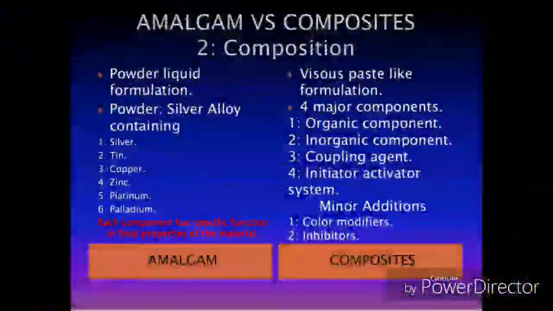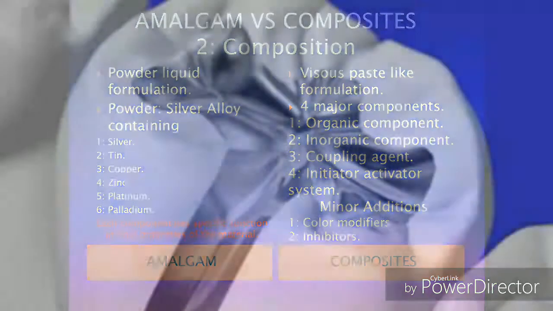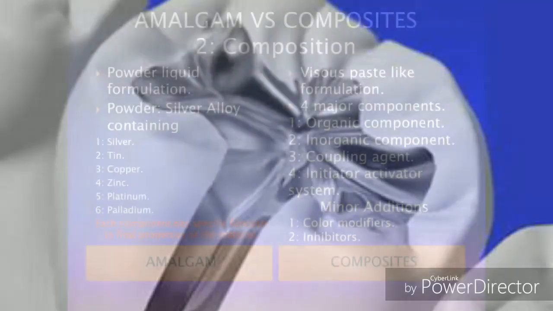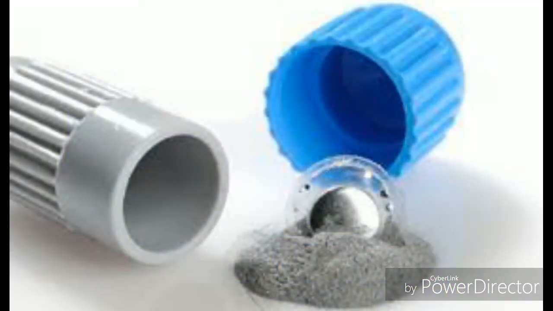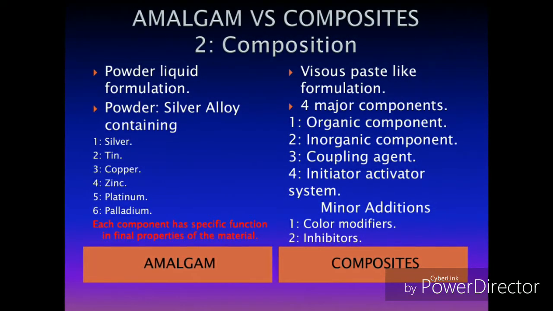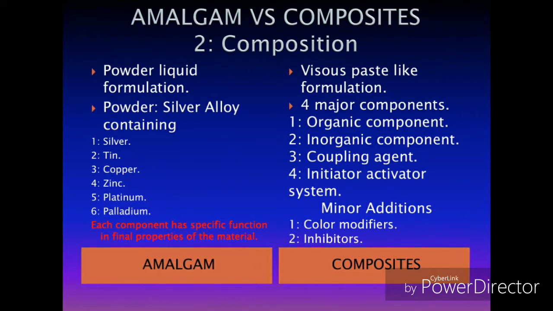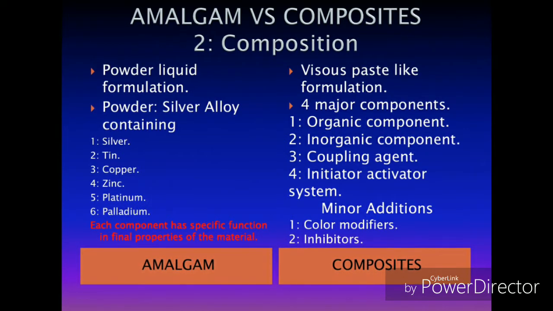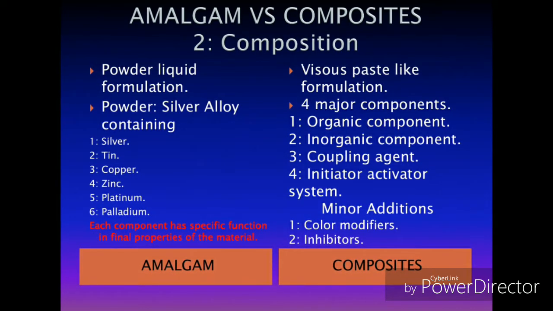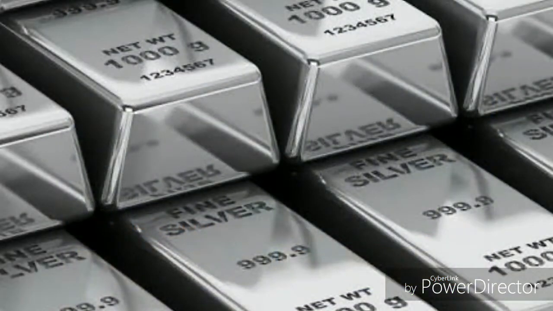Now, talking about the composition, dental amalgam is a powder liquid formulation. The powder is a silver alloy and the liquid is mercury. The silver alloy contains silver, tin, and copper as the major components, whereas zinc, platinum, and palladium are the minor additions. Each of these components gives specific properties to the dental amalgam. Like silver, it increases the strength and setting expansion. It increases the resistance to tarnish.